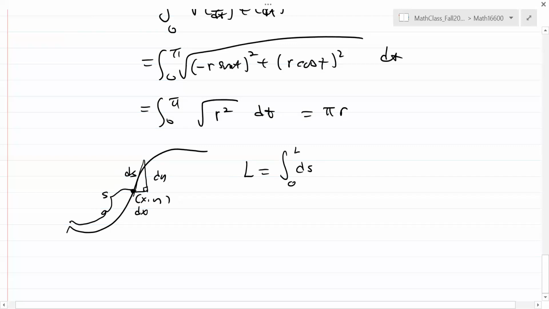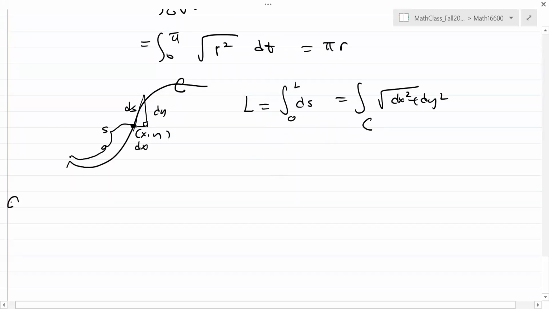Then from this picture, the Pythagorean theorem gives dx squared plus dy squared. I still put that, but I cannot put the specific intervals here. I don't know which variable we're going to use. If this curve is c, I just put c here. Then you decide which variable you can use, x or y. Y is a function of x, or maybe x is a function of y, or maybe x and y are both functions of t.